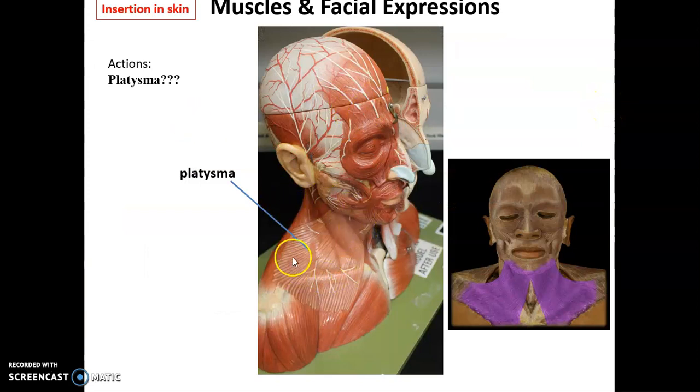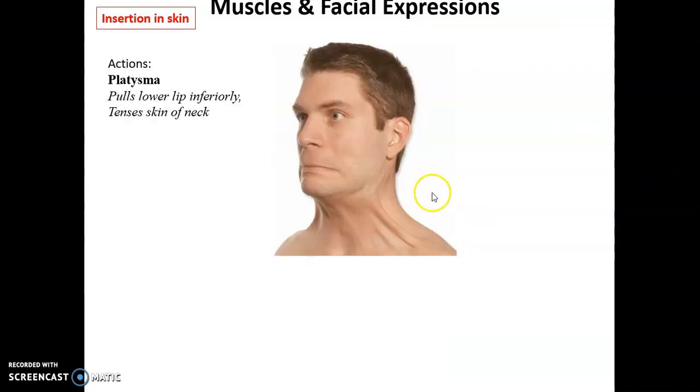Then we have this thin sheet muscle, very superficial. It goes from the shoulder up to the face, and this is also inserting into skin. This muscle is called platysma. It's flat. This is a very flat muscle, and when it contracts, it helps to pull inferiorly on the lower lip, and also can lead to tension of the skin of the neck. So tension pulling out of the skin of the neck, and also pulling down on the lower lip. Good old platysma.